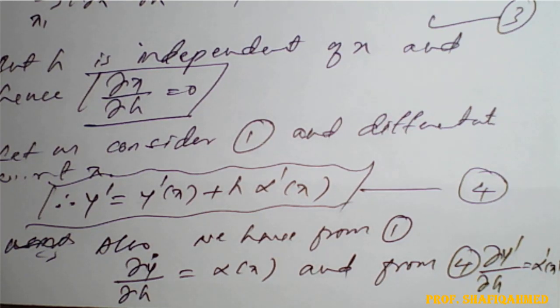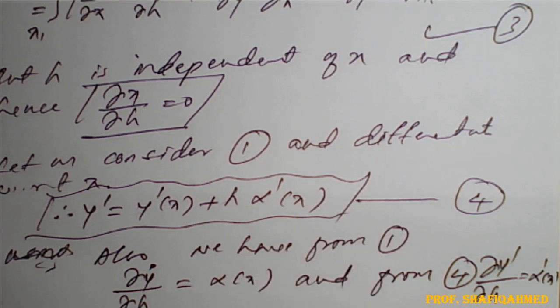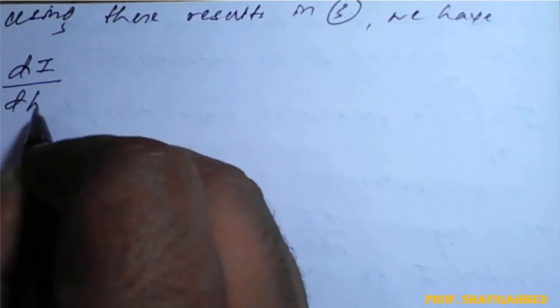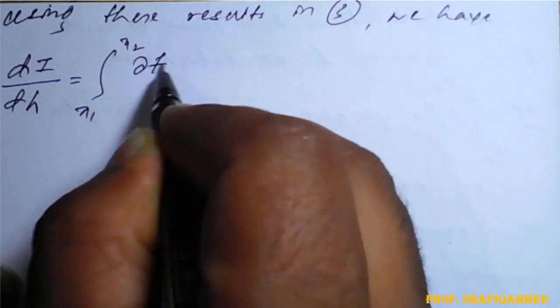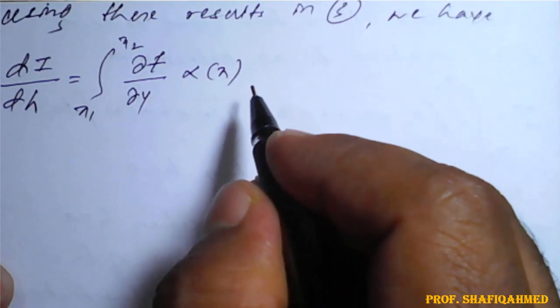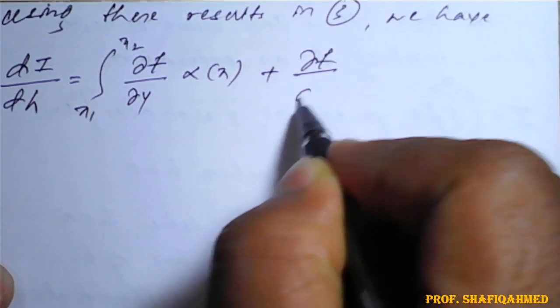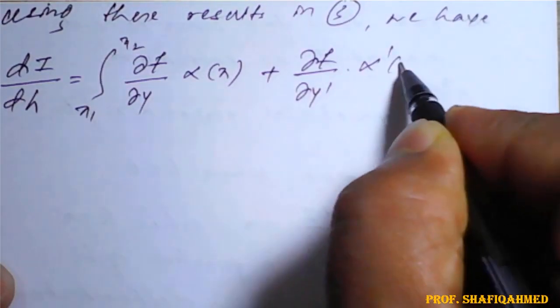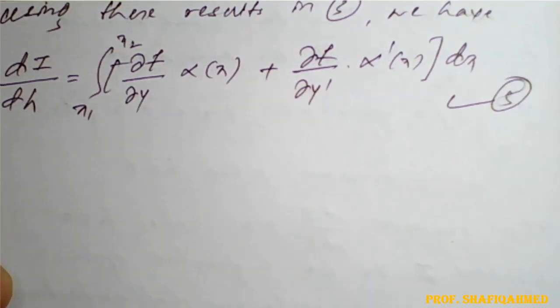So with this help we can use in equation number 3, and we'll get an important kind of extremum. Equation 3 becomes dI/dh is equal to integration x1 to x2 ∂f/∂y into alpha(x), because ∂y/∂h is nothing but alpha(x), we are replacing, and ∂f/∂y' into alpha'(x) into dx. So I will give this as equation number 5.